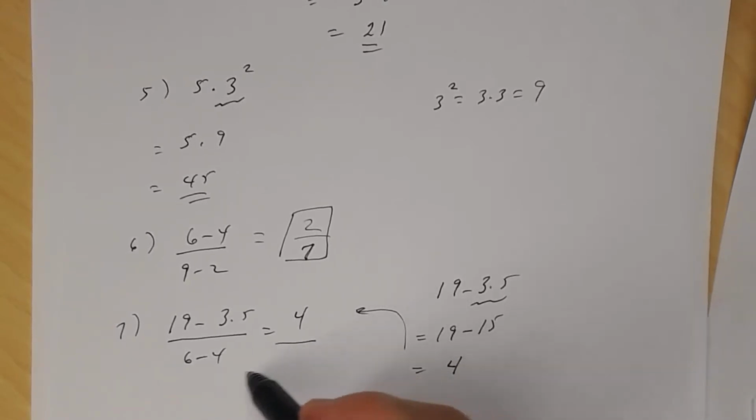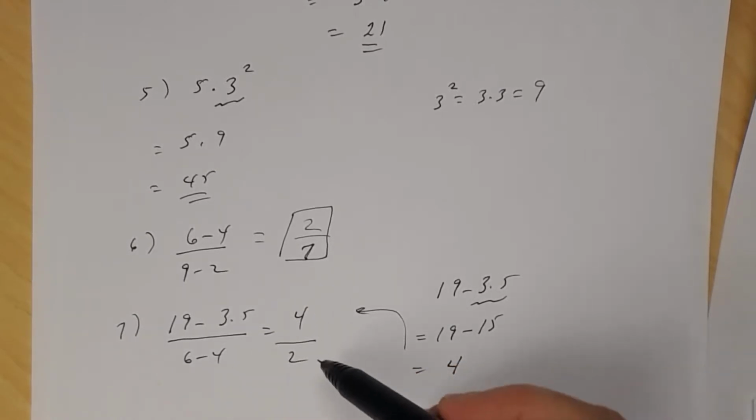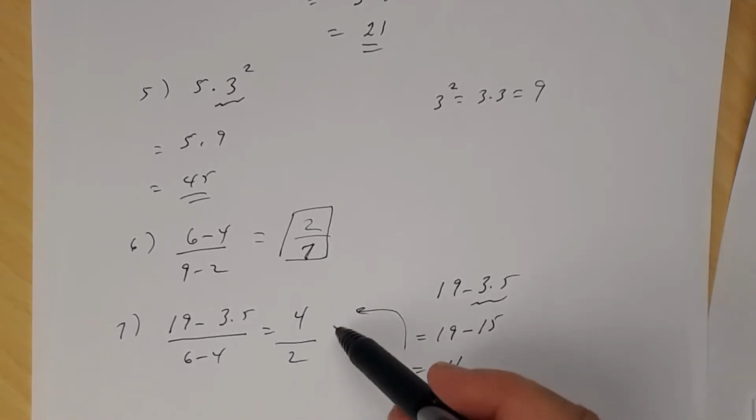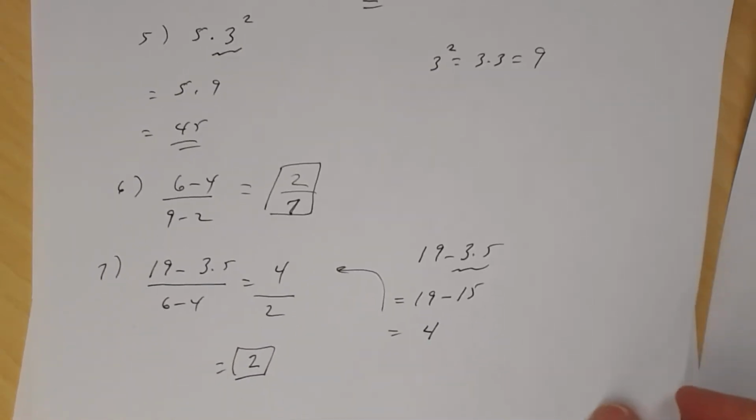My denominator now, 6 subtract 4, that's easy. 6 subtract 4 is just 2. Now don't leave your answer like this, because you notice that 4 divided by 2 I can reduce, and that's just the number 2. 4 divided by 2 is 2. Okay? All right, let's look at number 8.